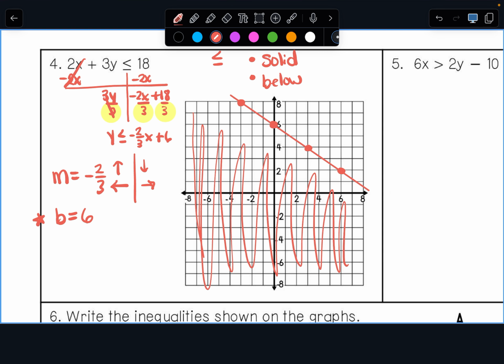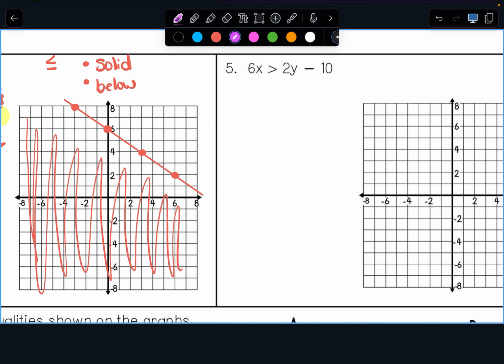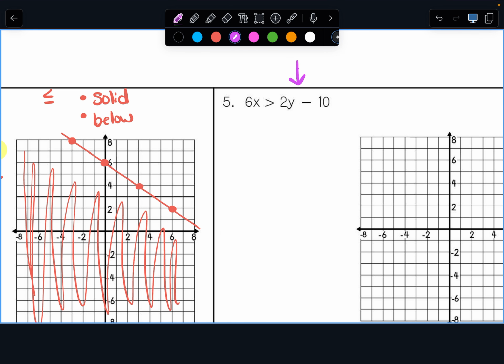All right. Number 5. We have to solve. Y is not by itself, but y is also on this side of the inequality. So you have to flip it. Not yet. Let's solve for y first. First thing you want to do is move the 10 over, so we're going to add 10. Bring down 2y, 6x plus 10. Then what do we do? Divide by 2.